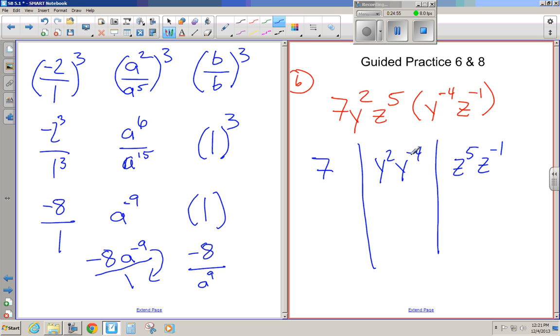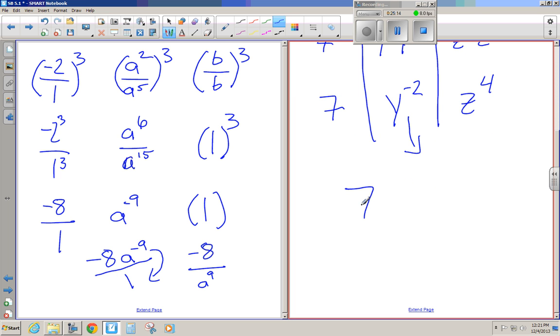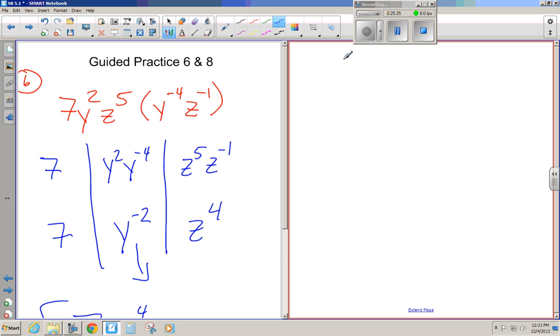Y squared, y to the negative 4th. Add those exponents, you get y to the negative 2. Add these exponents, you get z to the 4th. Here's a negative exponent, so it goes down low. So now all you have are things in the numerator and something in the denominator. That's guided practice number 6. Guided practice number 8 is one of the divisions.